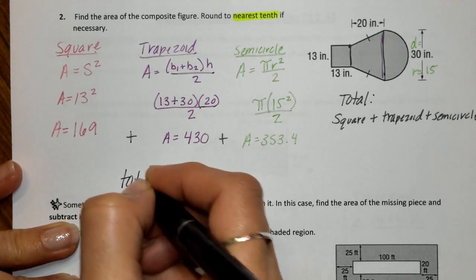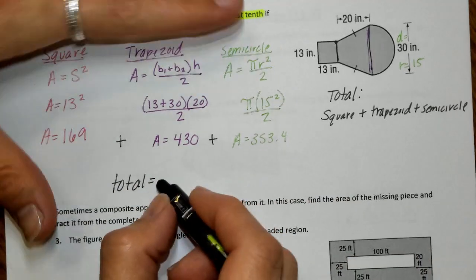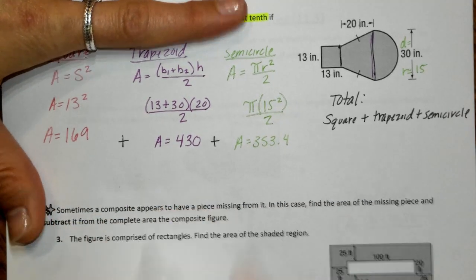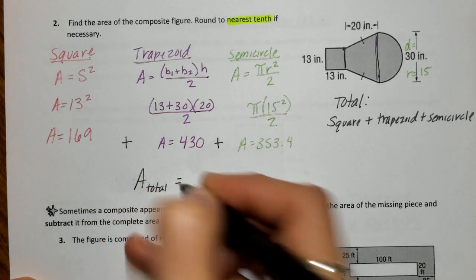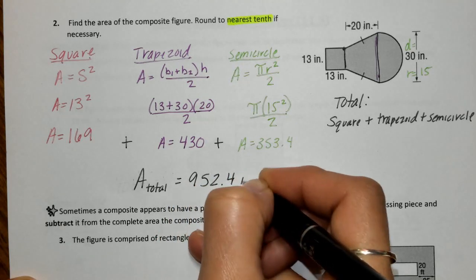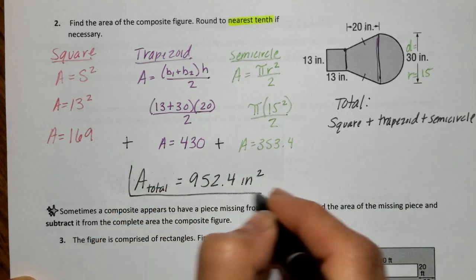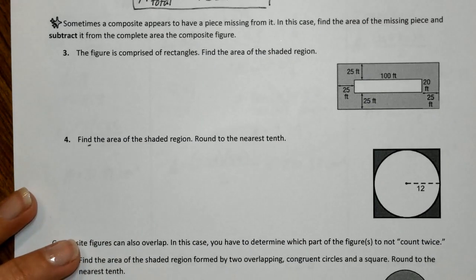and the total area is going to end up being, I'm going to show you guys how sometimes we write this with a little subscript. Area of the total will end up being 952.4 inches squared. All right, let's take a look at the next one.